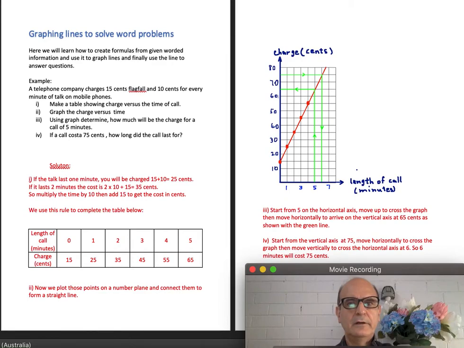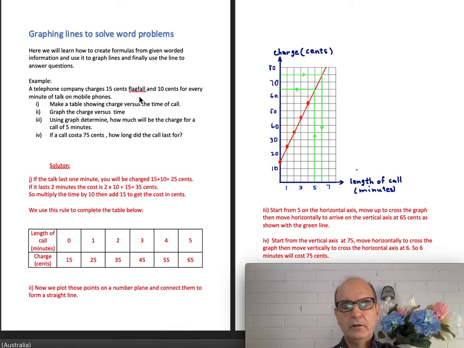Today we are looking at using graphs to solve word problems. Using graphs to solve word problems.